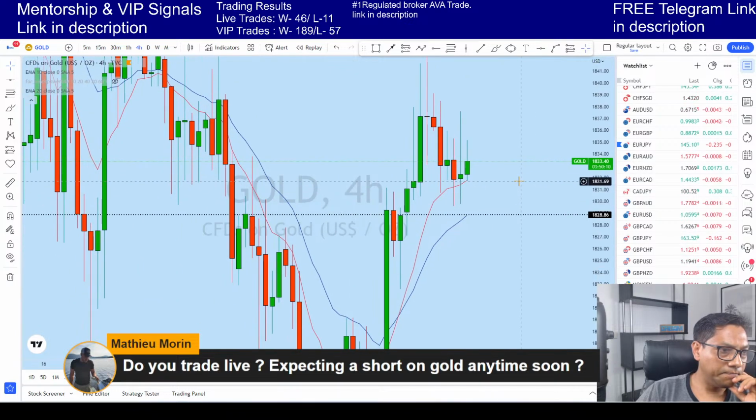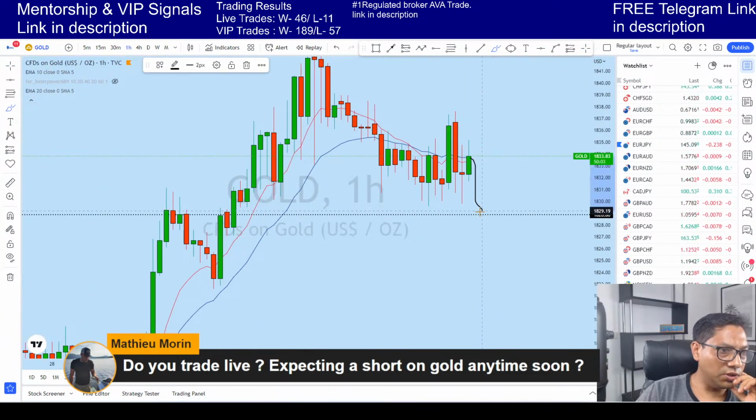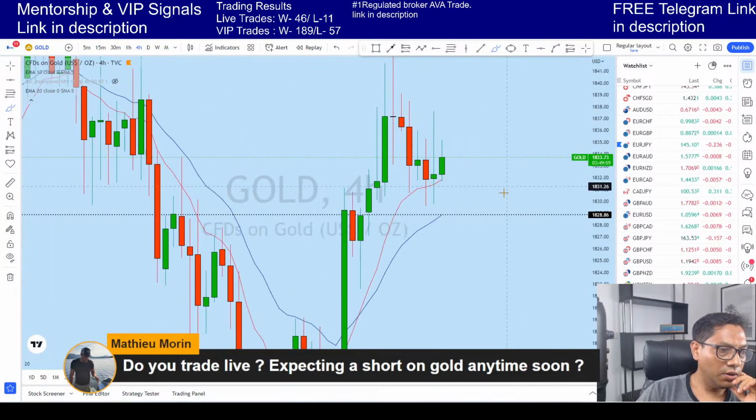Yeah, I think that anytime we could see a breakdown on gold to this level of support, and then from here we might see gold again going to the upside. So this could be a zone for gold for a potential bullish trading opportunity.